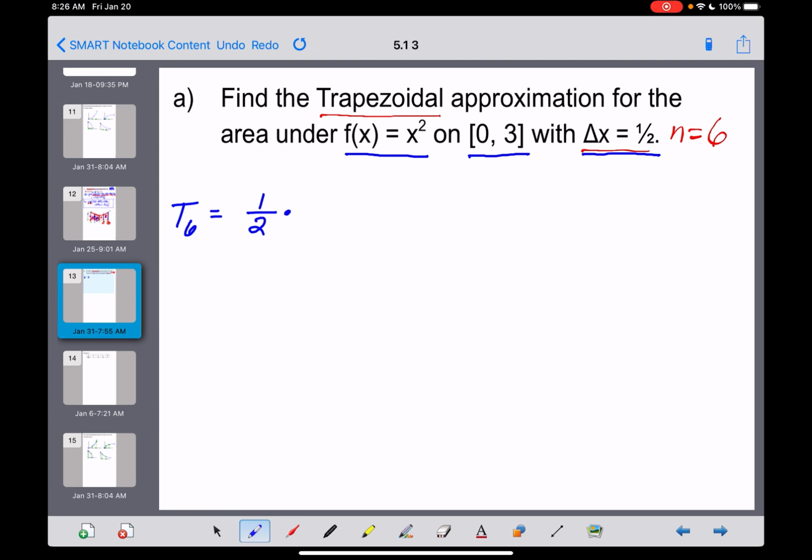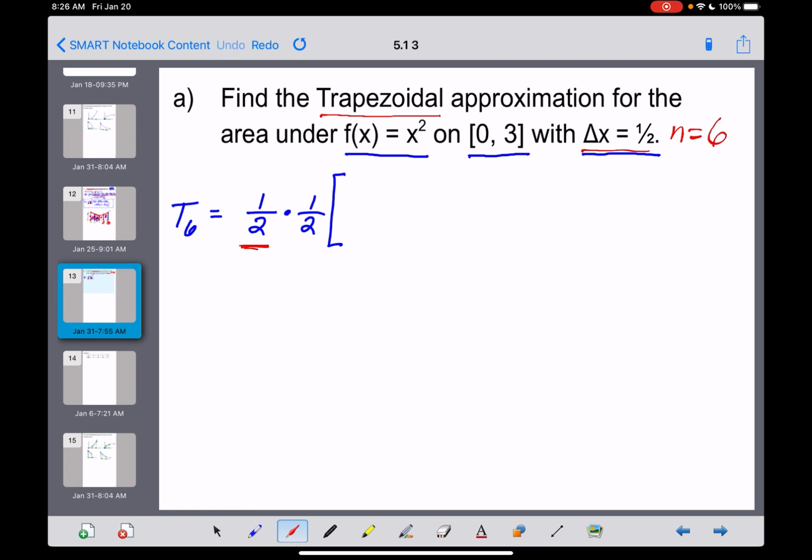So just a coincidence here, but we're going to have two 1/2s out in front of this big set of brackets. Now let me be clear, this number right here will always be 1/2. This number, though, is going to be whatever delta x is. So if delta x was 1/4, this would be a 1/4, but this first factor will always be a 1/2.